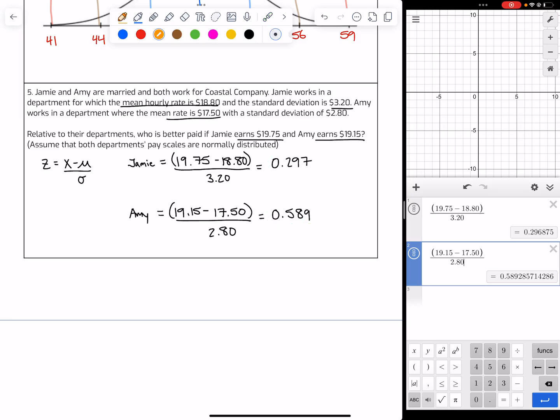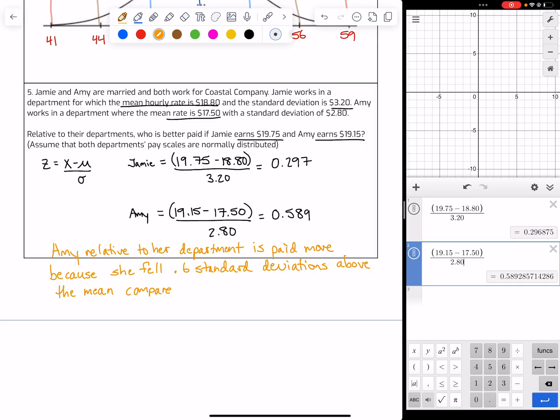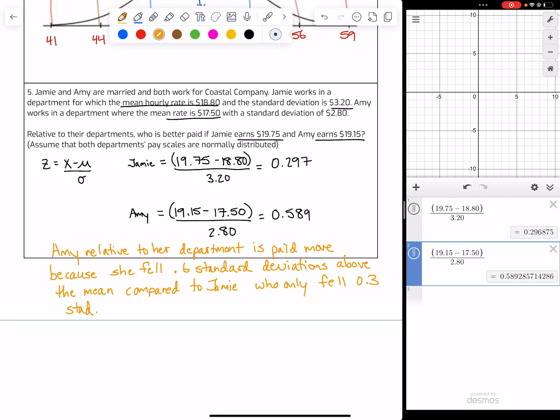So I'm just going to write a conclusion. So we know that Amy, relative to her department, so in comparison, she is paid more because she fell, let's say 0.6 standard deviations, we'll round that off, standard deviations above the mean compared to Jamie, who only fell still above the mean, but 0.3 instead of the higher number. 0.3 standard deviations above the mean. So let me make sure that makes good sense.